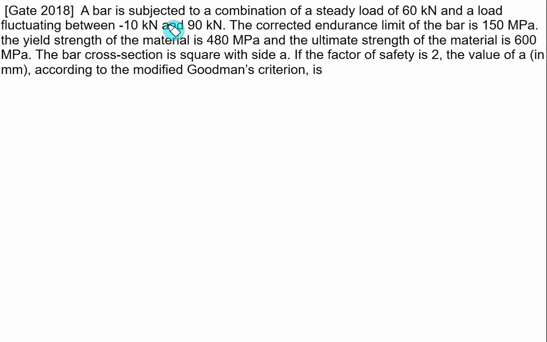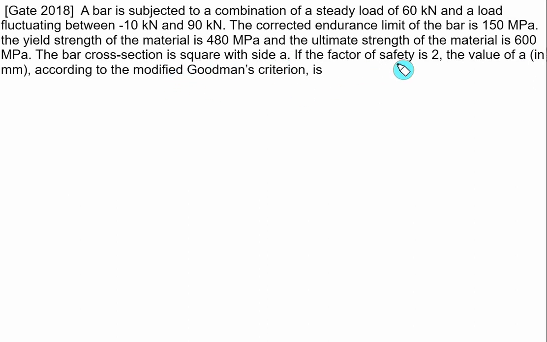A bar is subjected to a combination of a steady load of 60 kN and a fluctuating load between -10 kN and 90 kN. The corrected endurance limit of the bar is Se = 150 megapascal. Yield strength is 480, ultimate value is 600. The bar cross section is a square of side equal to A.